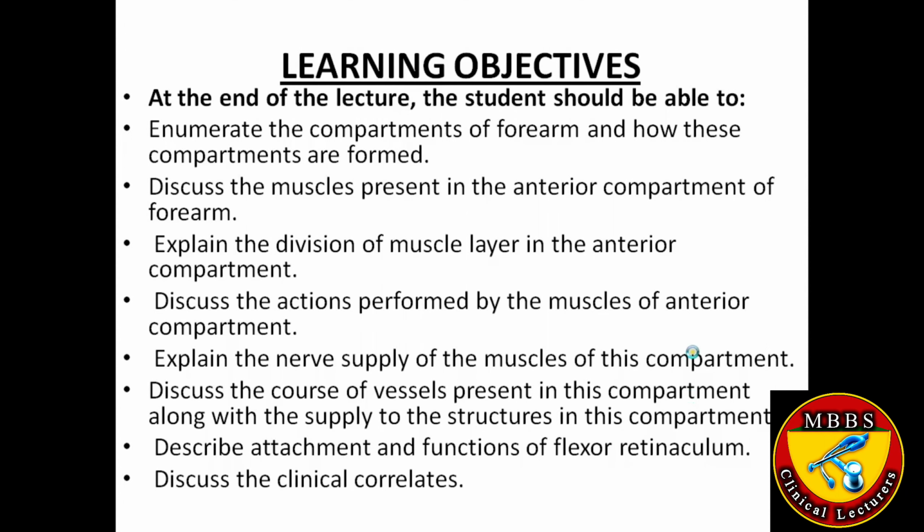These are the learning objectives. You should be able to enumerate the compartments of the forearm and how the compartments are formed in the forearm. Discuss the muscles present in the anterior compartment. Explain the division of the muscle layers in the anterior compartment. Discuss the actions performed by these muscles.